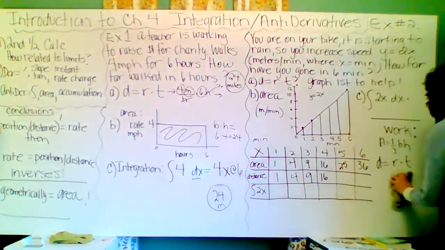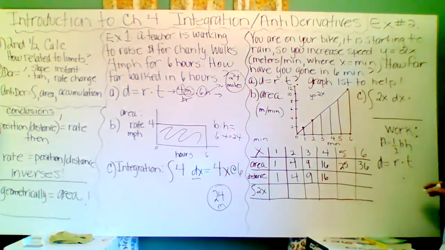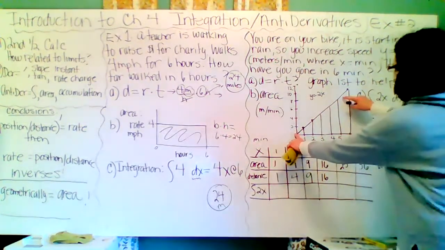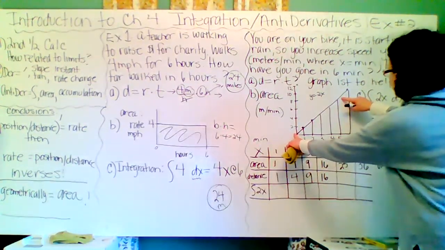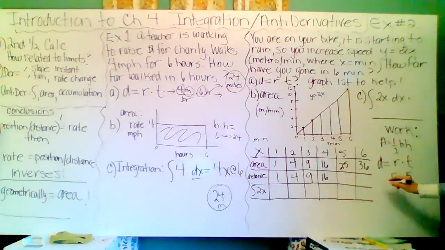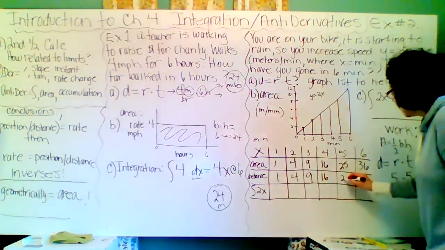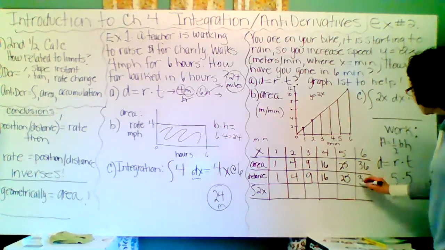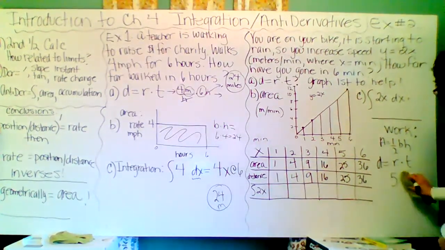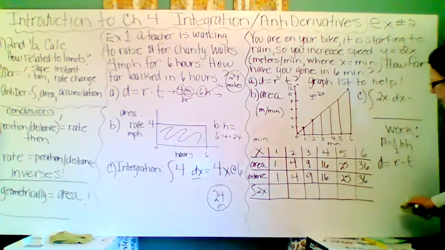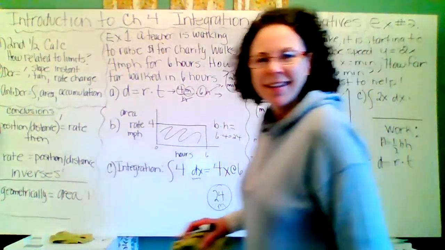So you can see a pattern here. Kind of interesting, isn't it? There we go. 5 for 5 minutes, 0 to 5, you were going 10 at the end, 0 at the beginning, average of 5, rate times time. And of course, we'll get the same pattern for 6, right? Isn't that kind of interesting?